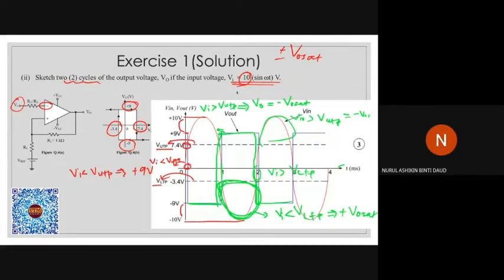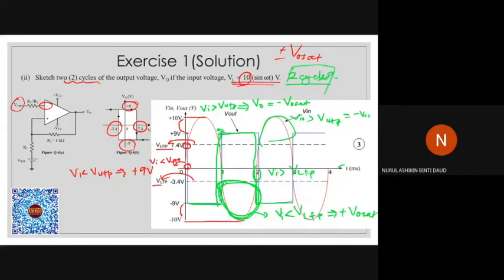But sometimes it is not given to you. Sometimes the input signal is not given, I mean, it only mentions 10 sine omega t macam ni sahaja. Okay, it only mentions 10 sine omega t. So how many cycles do you want to do? Please do at least 2 cycles. Okay, if they mention specifically how many cycles, then okay. But if they didn't mention how many cycles you need to do, please at least do 2 cycles, yeah. Usually draw 2 cycles. All right, 2 cycles of the sine.